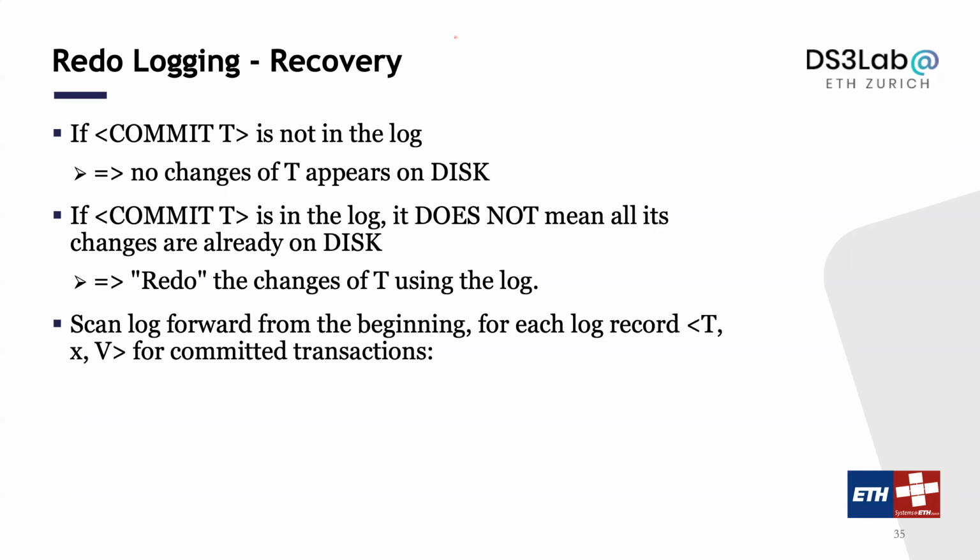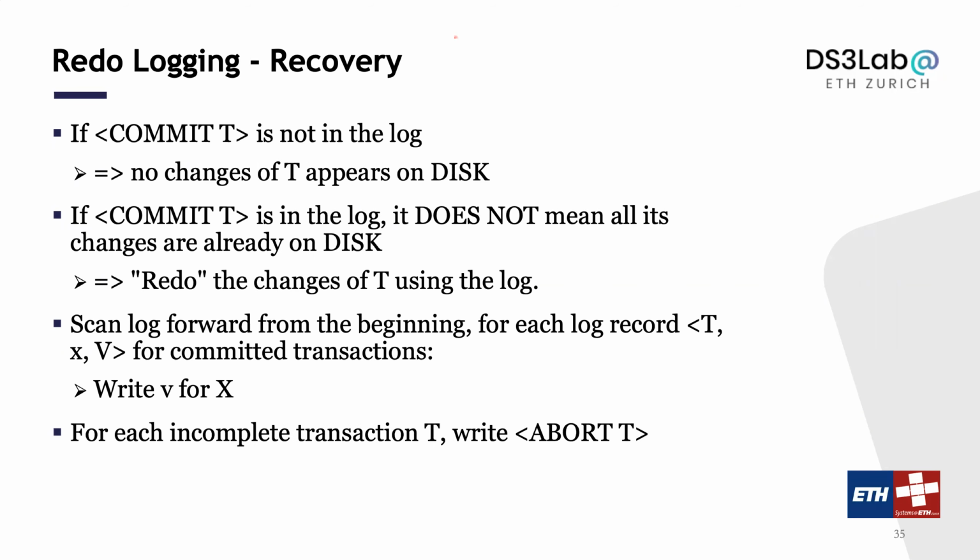I need to scan the log from the head to the tail, not the other way around, because I need to redo it. I'm going to scan the log from the beginning to the end. And whenever I see a new record, T, X, V, I update X to the new value. I redo the changes that transaction T wants to do. And for each incomplete transaction, I just abort them. So this is my strategy.